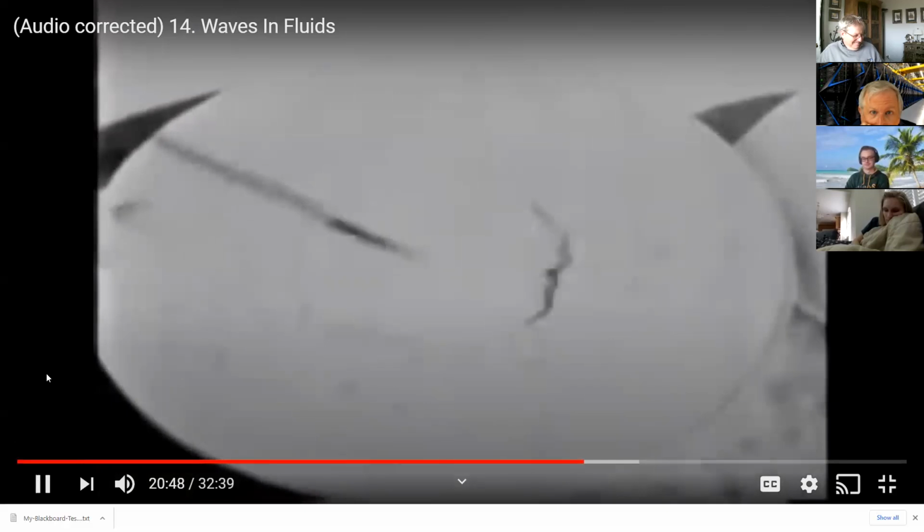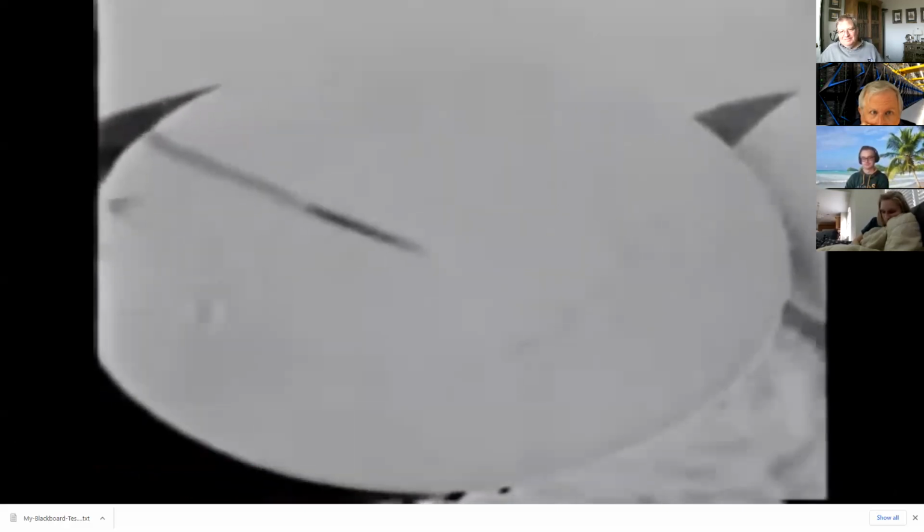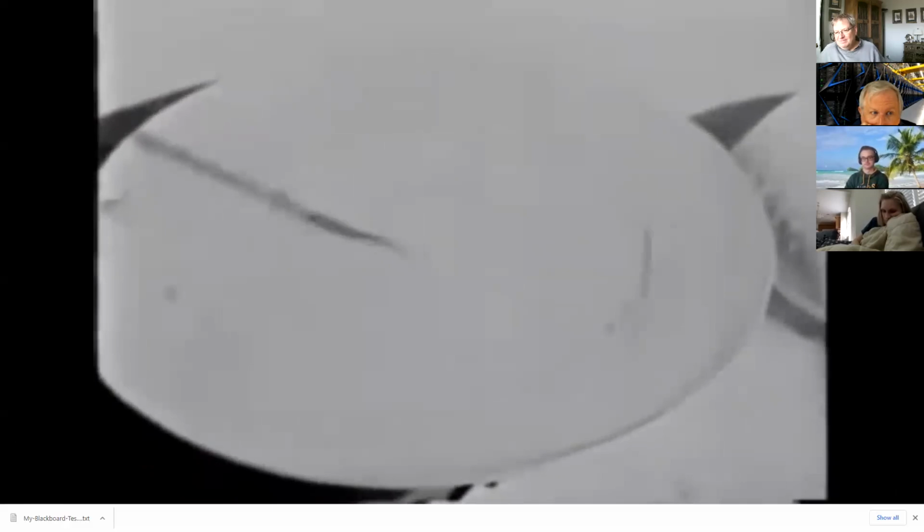Goes through a cylindrical hydraulic jump, moves at subcritical speed to the edge of the dish, and spills over the edge.